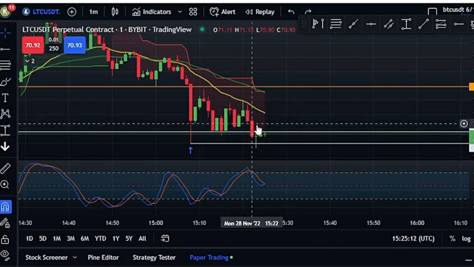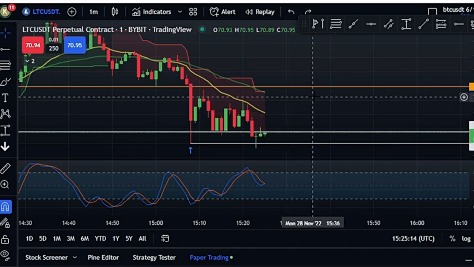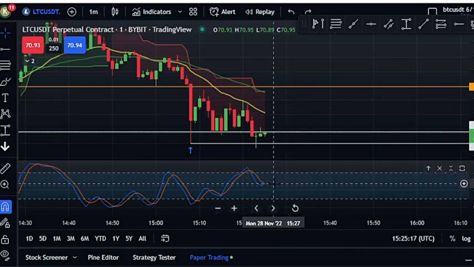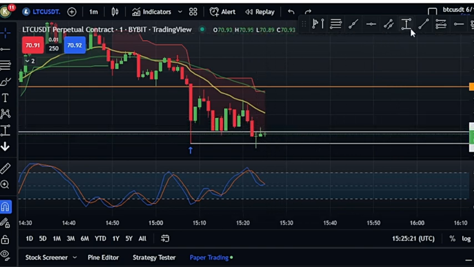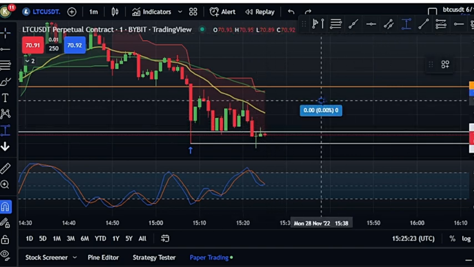As you can see now, we might get another entry. So we're going to wait for the stochastic RSI to give us a signal again, but this time we don't want to be too far extended. By that I mean too far extended from this area here.